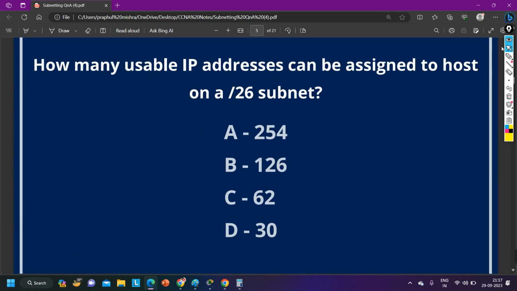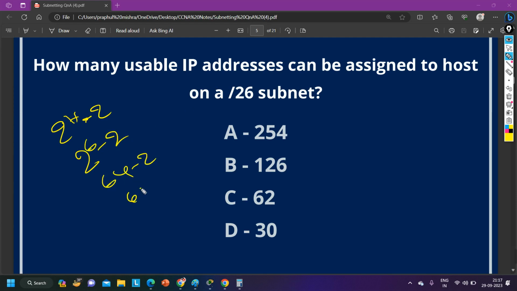How many usable IP addresses can be assigned to hosts on a slash 26 network? Valid hosts, so 2 to the power H minus 2. H is 6, so 64 minus 2 means 62. Option C.